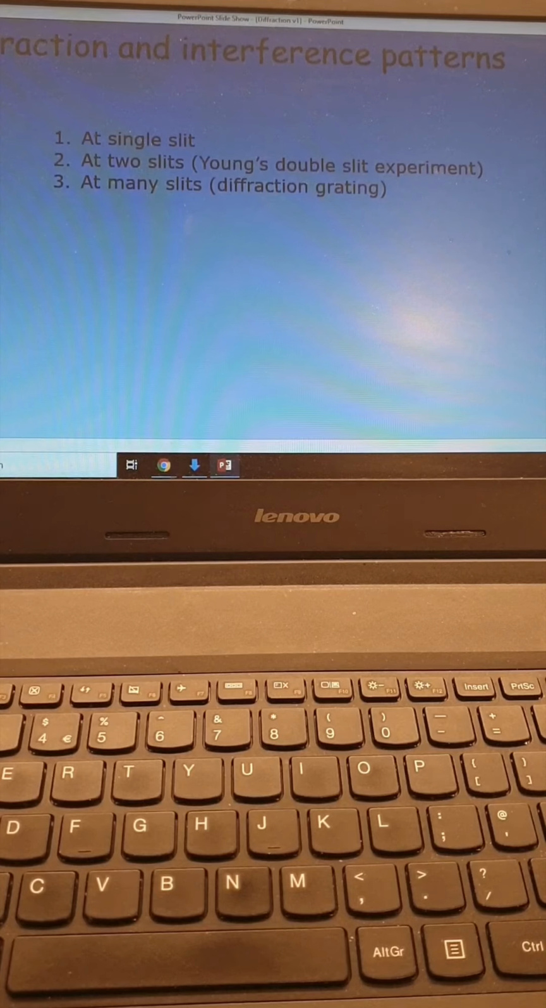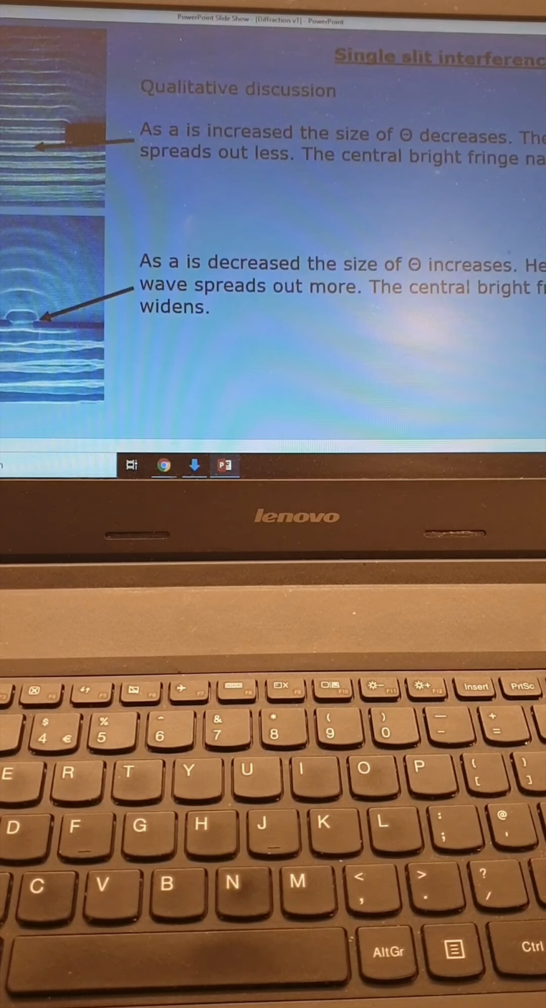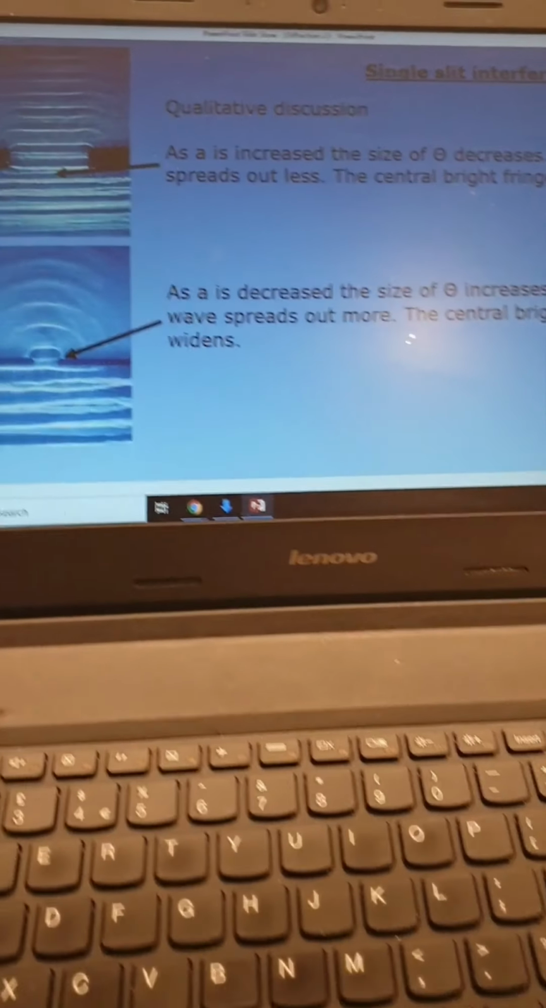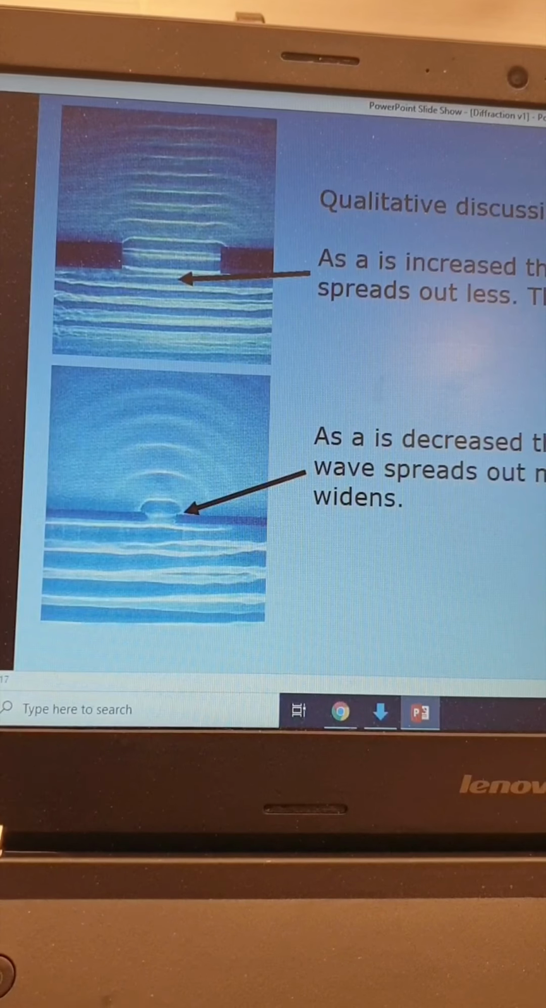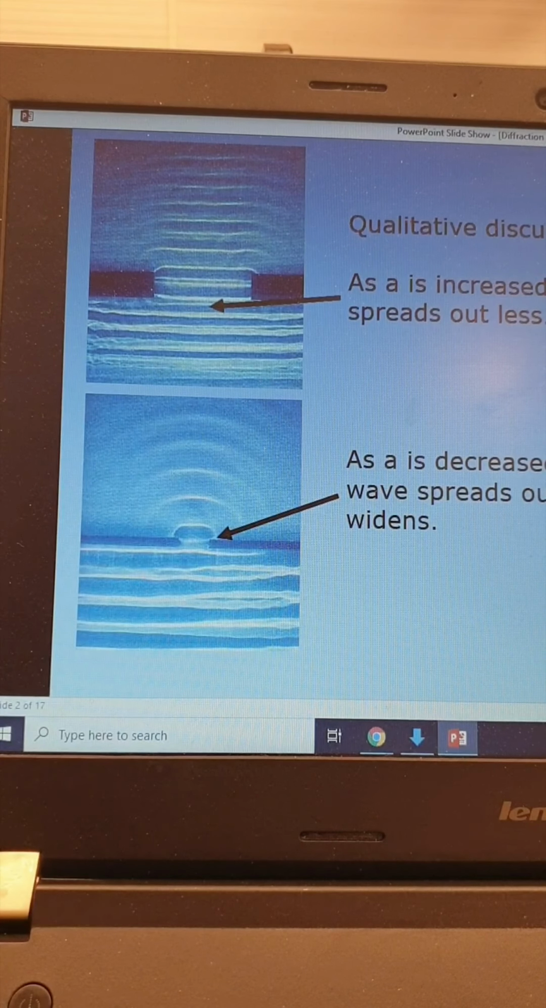Okay, now, let's just remind ourselves what diffraction is. Diffraction is the spreading out of a wave. Now, this is something that in the AQA A-level curriculum, you do not need to know quantitatively, meaning with numbers, working out, using an equation to work out an answer. You need to know it qualitatively.